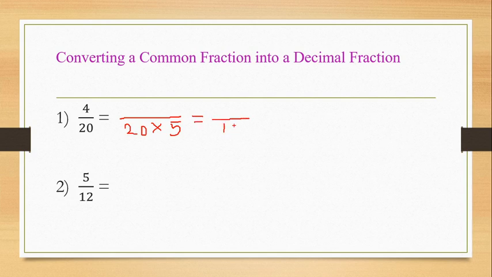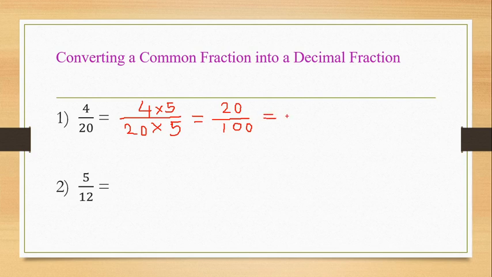Now, which number have I used for the denominator multiplication? I have used 5 to make it 100. So the same number I will multiply with the numerator. You cannot use a different number; you have to use the same number. The rest of the numbers should be kept the same. So 4 is kept the same. 4 fives are 20. So our answer comes 20 upon 100.